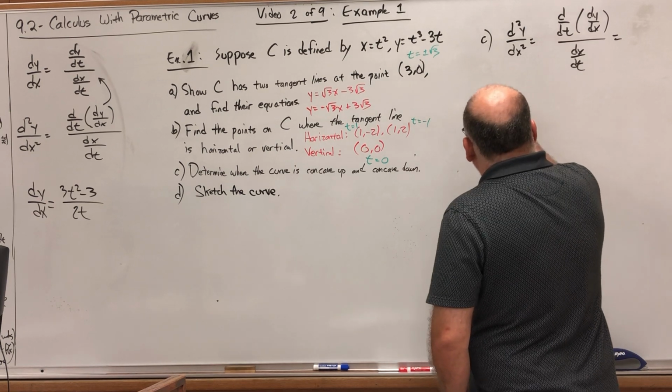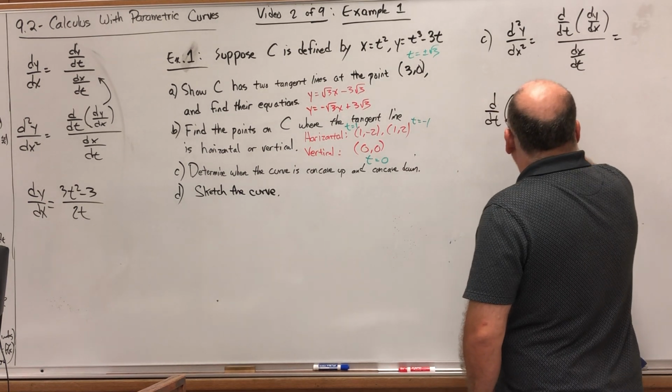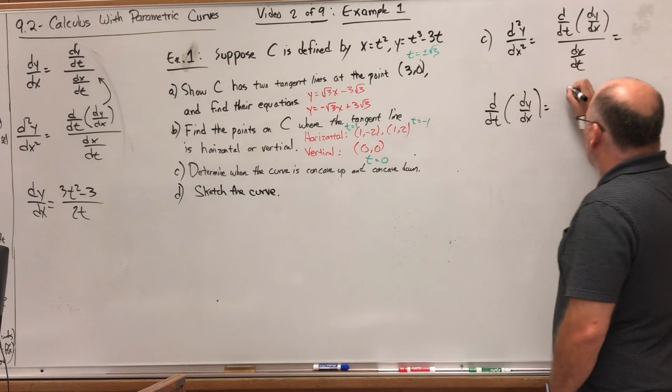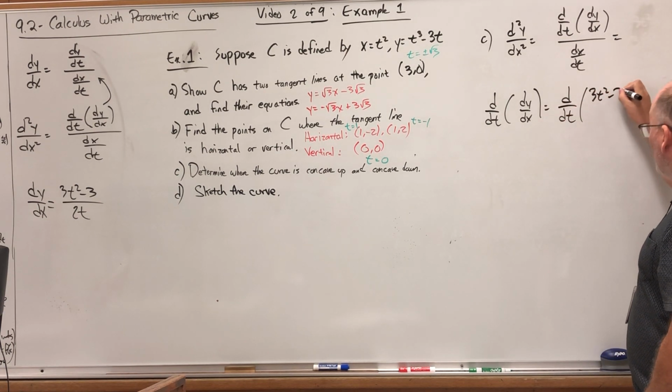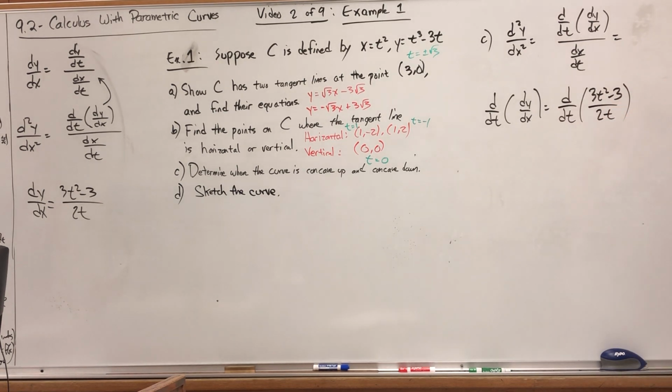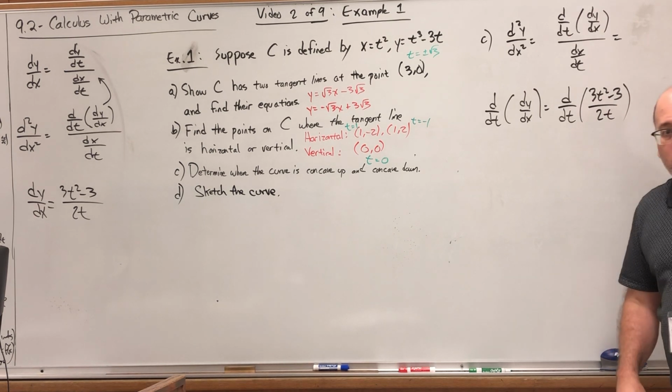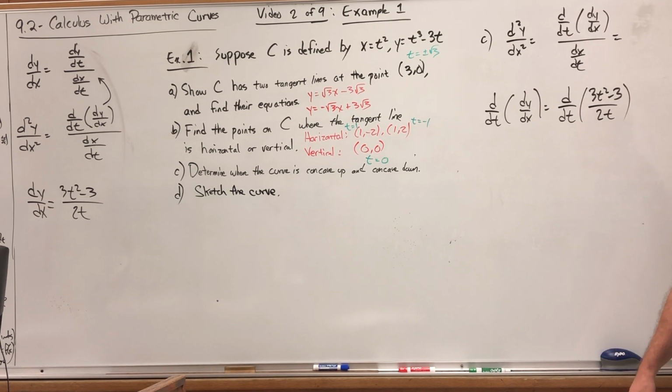Let's start by finding the derivative with respect to t of the first derivative. So in other words, the derivative with respect to t of 3t squared minus 3 over 2t. Some of you might be thinking, let's split this into two fractions, and you could do that. But some of you need practice with your quotient rule, and you know who you are.